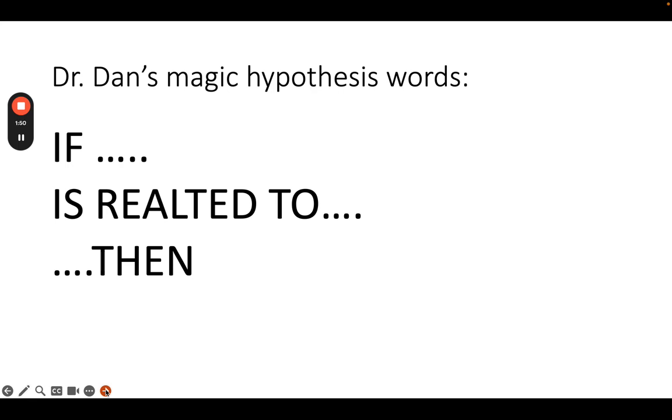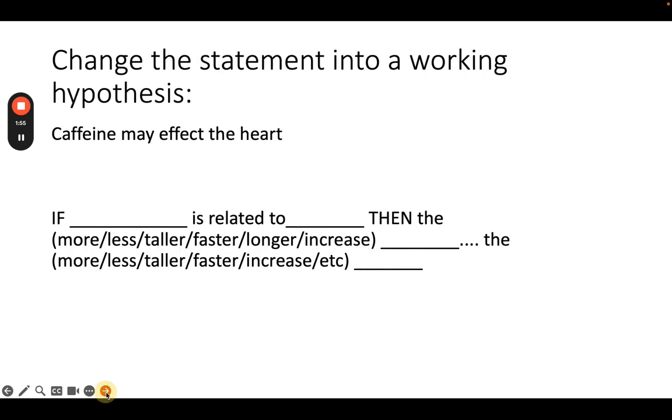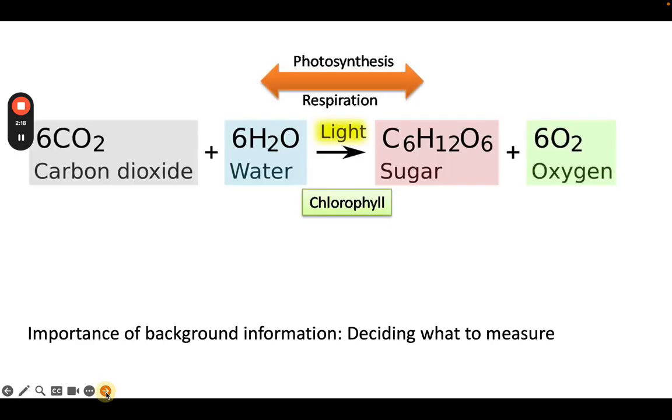If one variable is related to the other variable, then what do you expect will happen? For example, if caffeine is related to heart rate, then I would expect the more caffeine, the faster the heart rate. Or if we look at light and photosynthesis, if light intensity is related to photosynthesis, then I expect that the greater the light intensity, the faster the rate of photosynthesis.